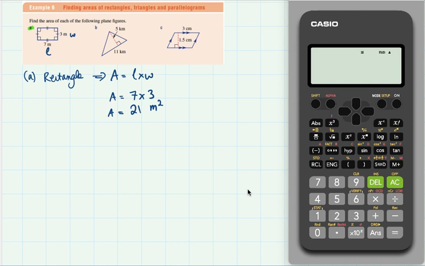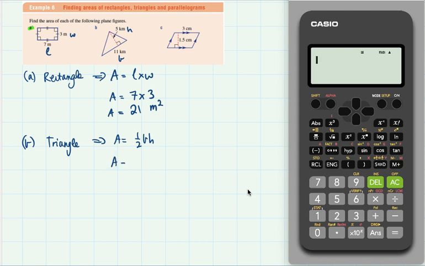Next step, let's move on to B. Let's recognize the shape and then use the formula. If you don't remember the formula, just refer to your notes. This is the base here and this is the height. Make sure the units are in the same units. They're both kilometers, that's fine.